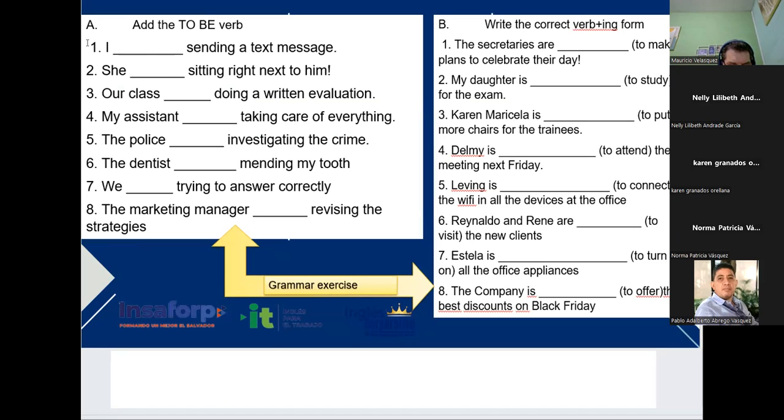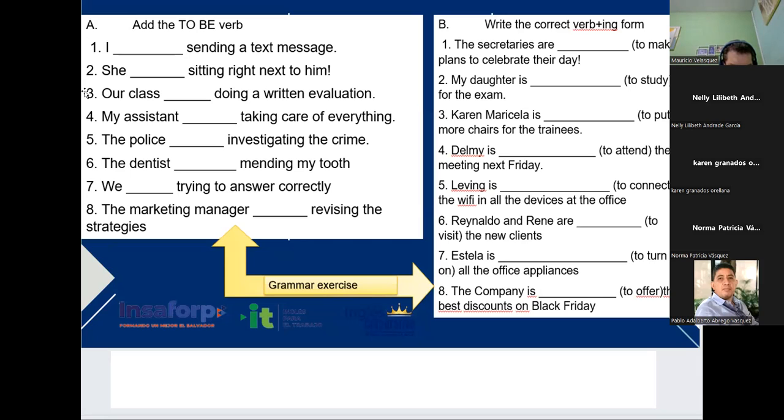It says, I am sending a text message. Very good. Number two. She is sitting right next to him.